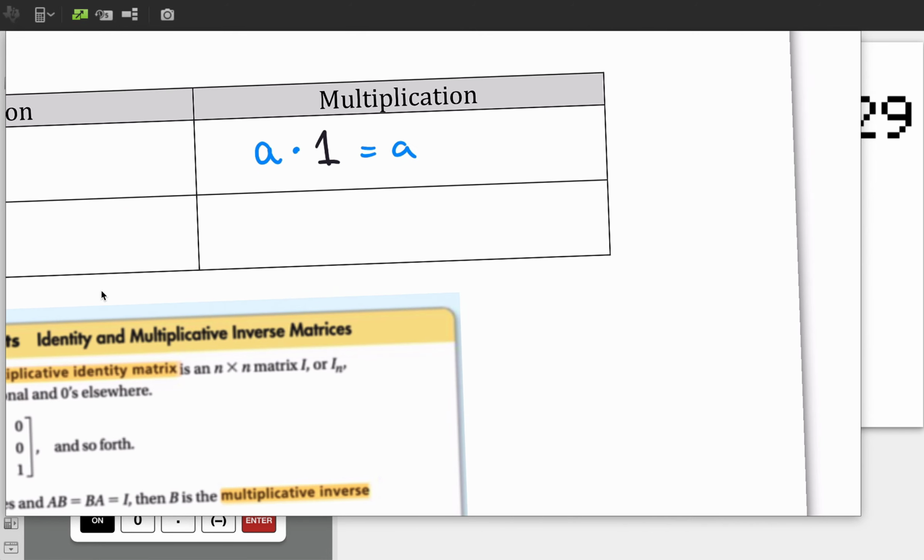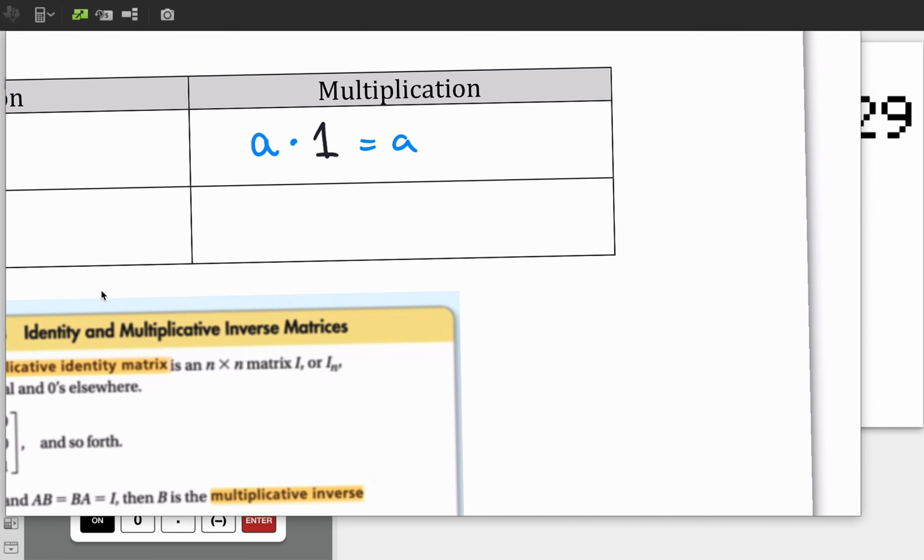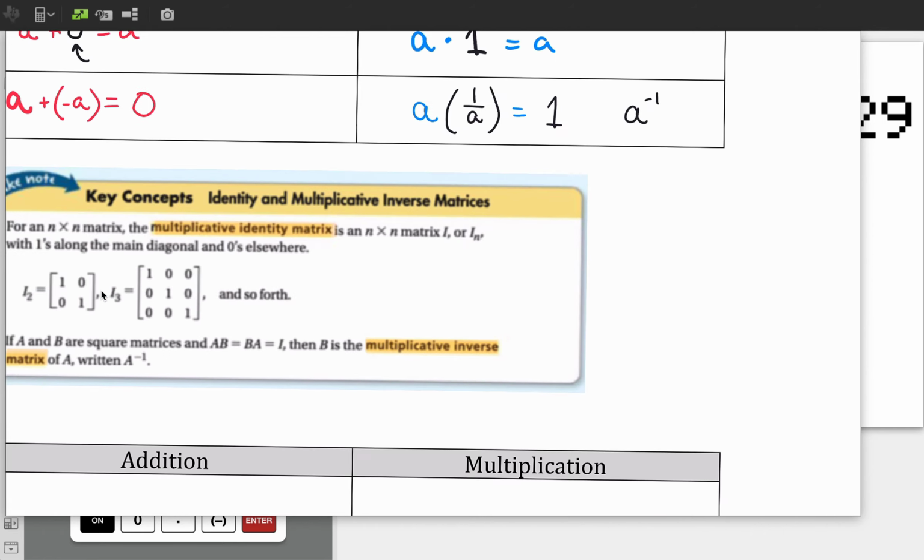So how do I get the identity in multiplication? If I have some number A and I want to get 1, how do I multiply out? Well, the answer is if you multiply by 1 over A, also known as a reciprocal, you get 1. Oftentimes we'll write that as A to the negative 1. So A to the negative 1, or 1 over A, is the inverse. This is my inverse because it gives me the identity under multiplication.